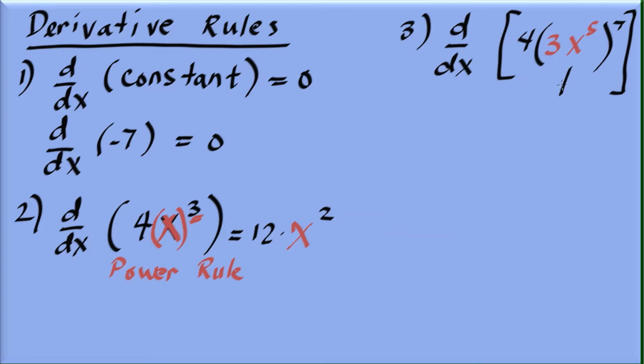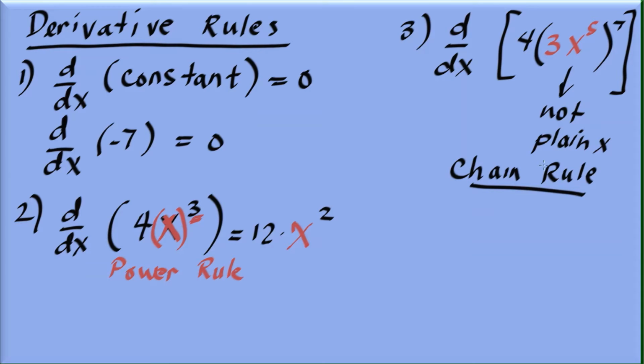Now the base over here is no longer plain x. So when the base is no longer plain x, then we have to use the chain rule. Now from the word chain, it's going to be more than power rule. Now the first step is actually a power rule, but you have to do one more extra step.